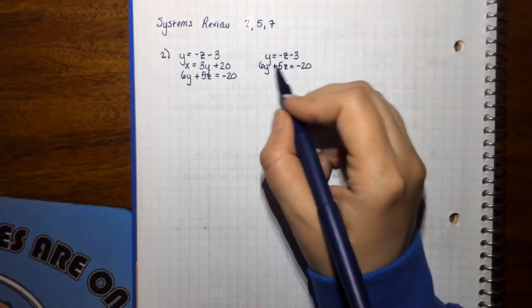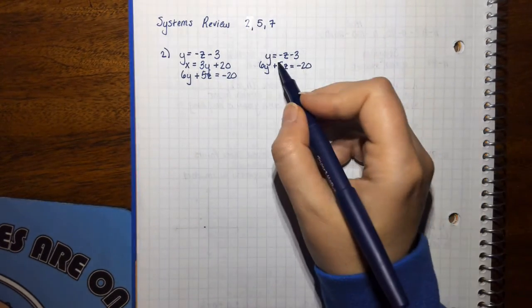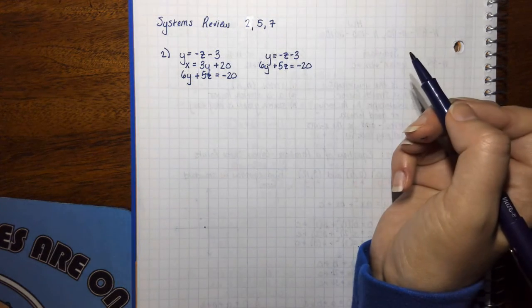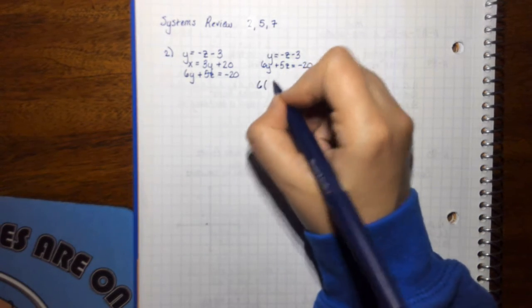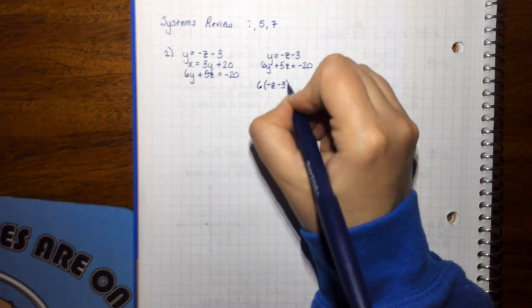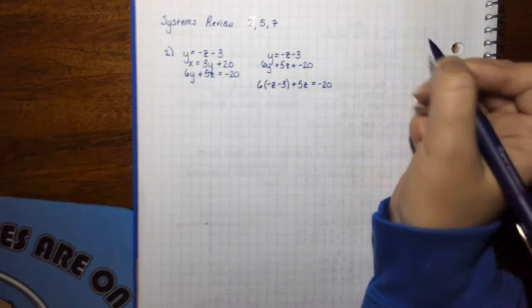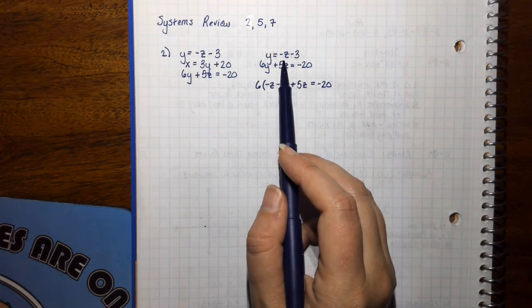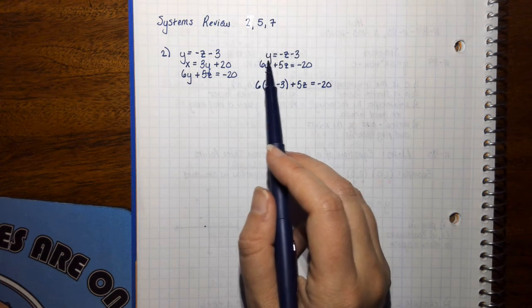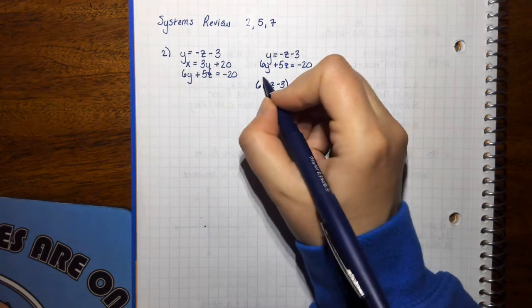Okay, so notice that this is set up for substitution method very easily. I could take negative z minus 3 and plug it in for y in the second one. So I'm going to do that. So 6y is going to become negative z minus 3 plus 5z equals negative 20. Now, we haven't done a lot of substitution methods. Some of you guys might say, I'd rather add z to both sides of the top equation and do elimination method. That's fine too. These problems all have a lot of different ways that are correct.